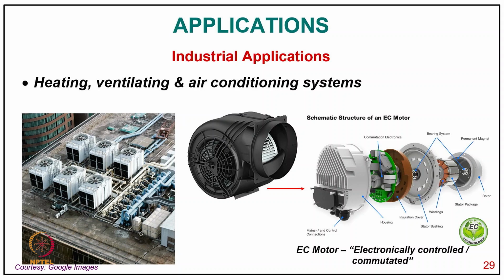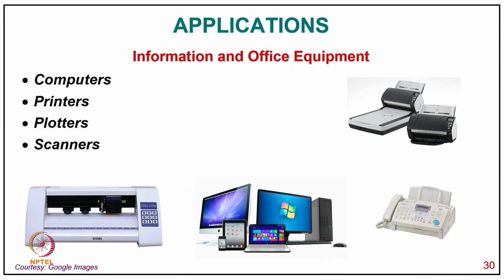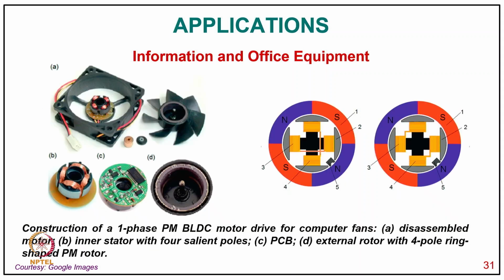Then the heating, ventilation, and air conditioning system, because of energy efficiency. You can see how these systems are put as HVAC and electronically controlled motors, in the final components of these motors, with different construction. Of course, they are also used in information and office equipment, typically computers, printers, plotters, and scanners. As you can see, the internal diagram of different kinds of fans, like a single phase BLDC motor for computer fans: the disassembled motor, inner stator with four poles, then the printed circuit board for the controller, and the external rotor with the 4-pole ring shaped permanent magnet.